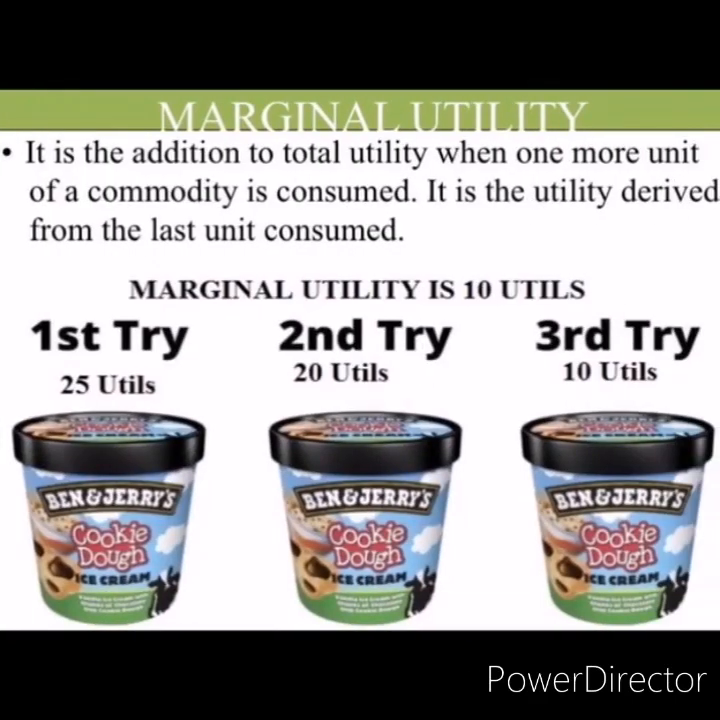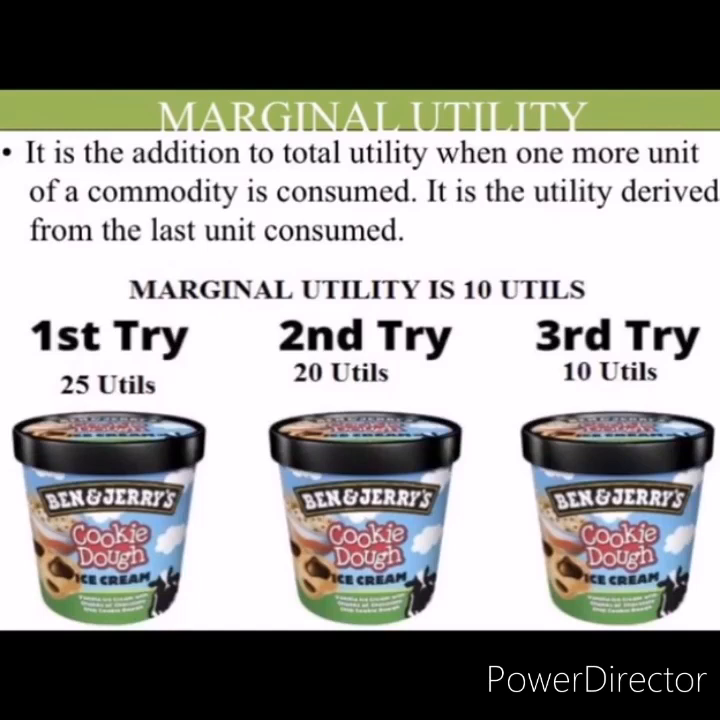Before understanding the term marginal utility, you need to understand the term total utility. Now what is total utility? Total utility is the sum total of utility which we get by consuming all the units of a commodity. For example, I'm having 5 apples and I'm consuming those 5 apples. After consuming those 5 apples, whatever the utility I'm getting from each apple, the sum total of that utility is known as the total utility.